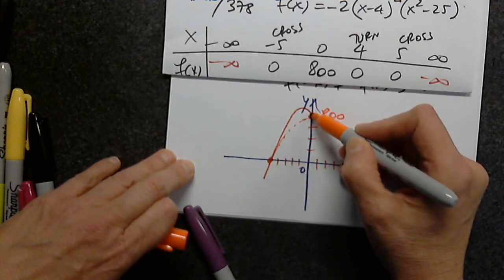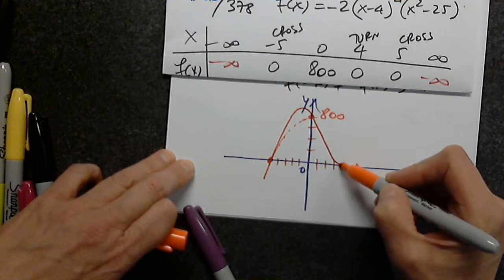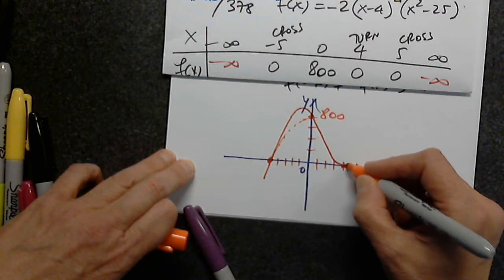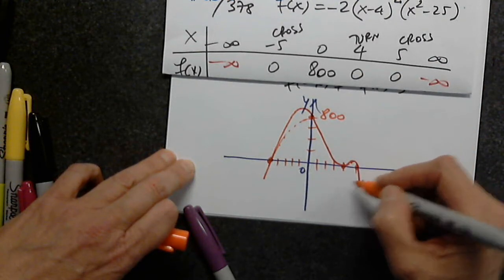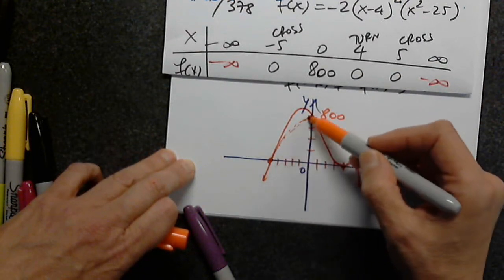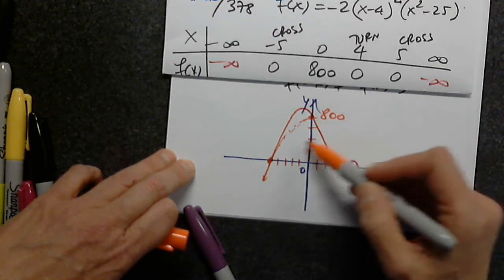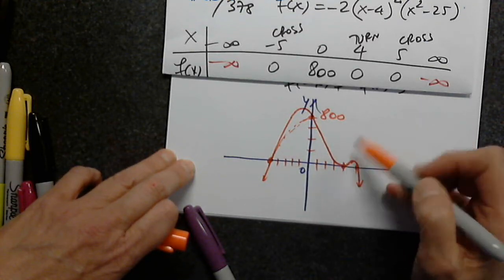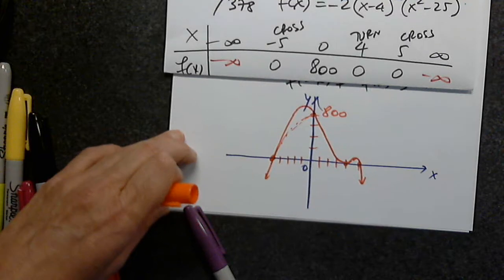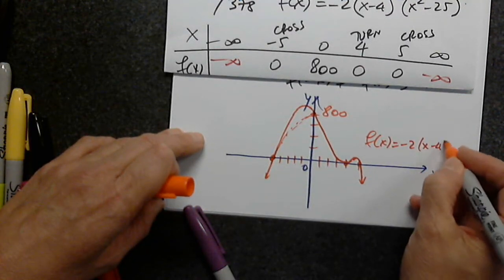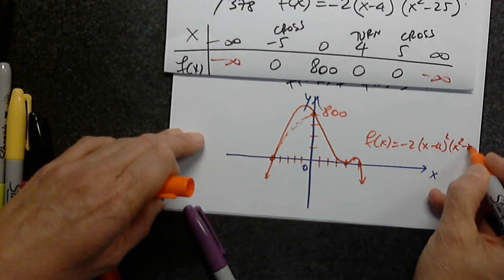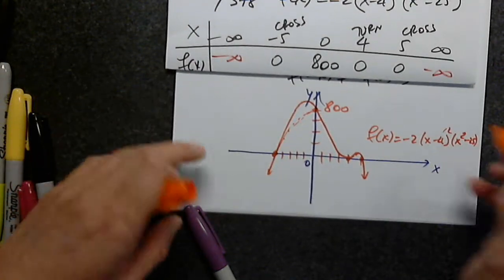I'm also thinking that this is a possibility. And a little height here between these two because it's coming back to cross. But it's also possible that it will do this, but a little unlikely, I think. And we can adjust the graph later. So this is f of x, -2, x minus 4 squared, x squared minus 25. Okay, I think it's fine.